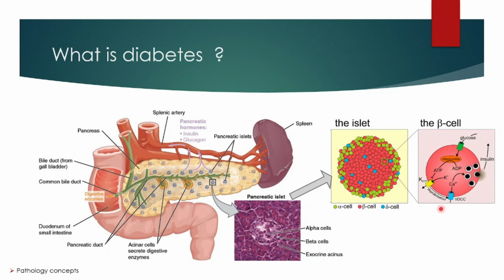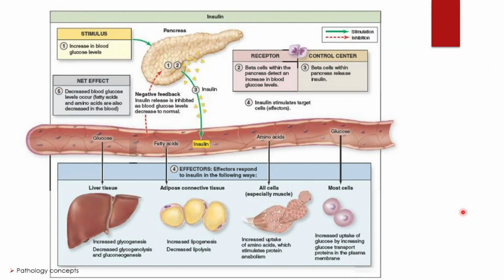After eating a meal, carbohydrates are broken down into glucose, and this glucose is passed into the bloodstream. The pancreas detects this glucose level and secretes insulin. This insulin stimulates target organs like liver tissue, adipose tissue, muscle cells, and other cells.